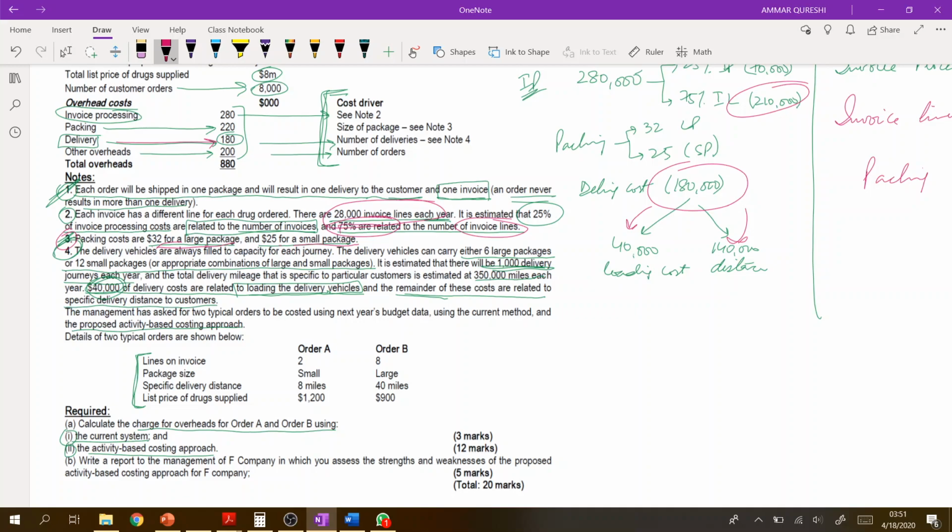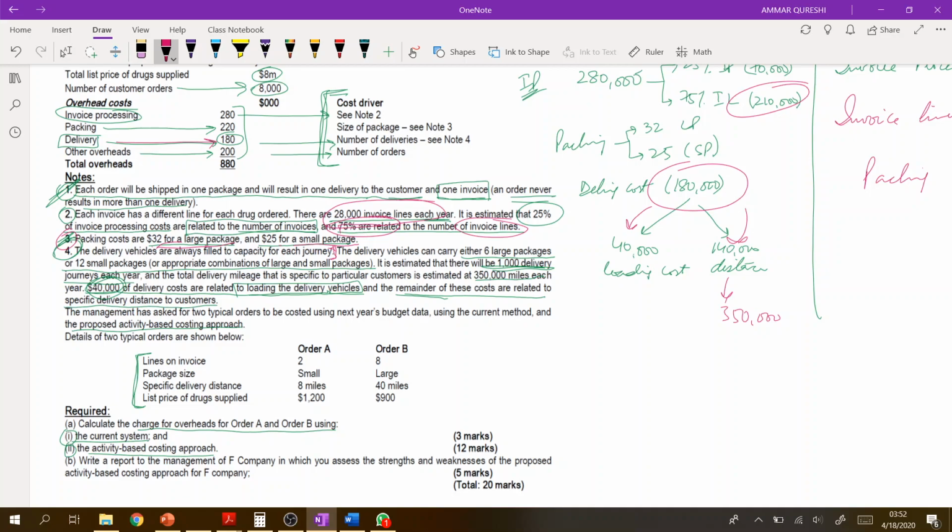Delivery vehicles are always filled to capacity for each journey. That means you have to assume that there will be no unutilized resource or unutilized vehicle, right? The delivery vehicles can carry either 6 large packages or 12 small packages or a combination of both. It is estimated that there will be 1,000 delivery journeys each year, and the total delivery mileage specific to a particular customer is 350,000 miles. So miles are very clear. Distance cost can be distributed on the basis of number of miles, which we are expecting 350,000, right?